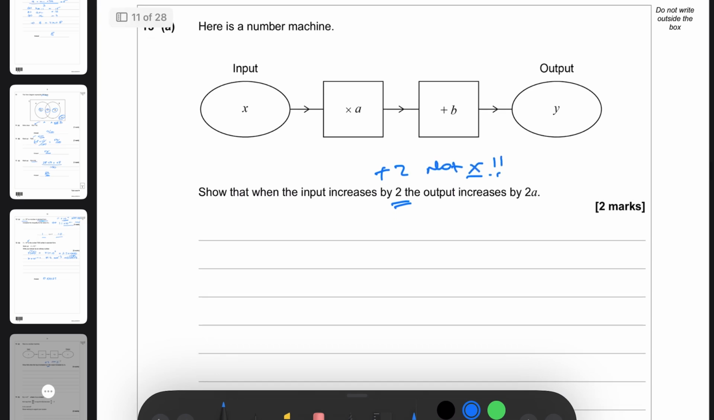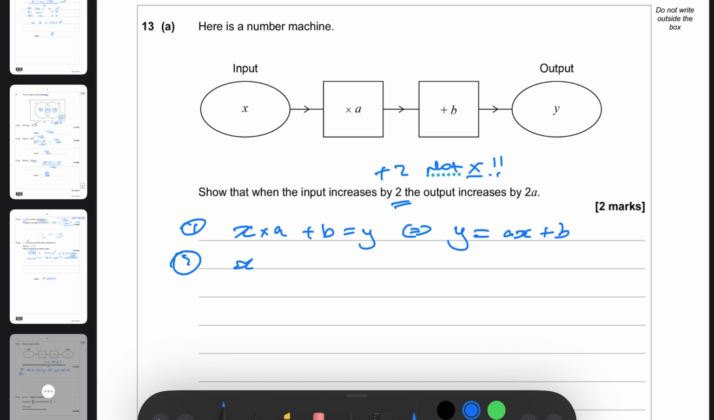So we've got the input x, and when we input x, we have x times a plus b equals y, which gives me that y equals ax plus b. And then when we input x plus 2, we get (x plus 2) times a plus b, which is equal to 2xa. Let me write that differently: 2ax plus 2a.